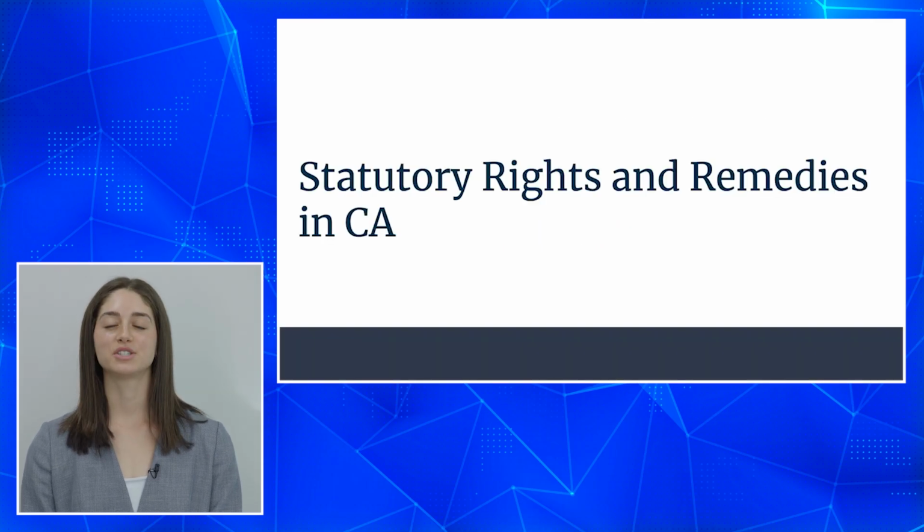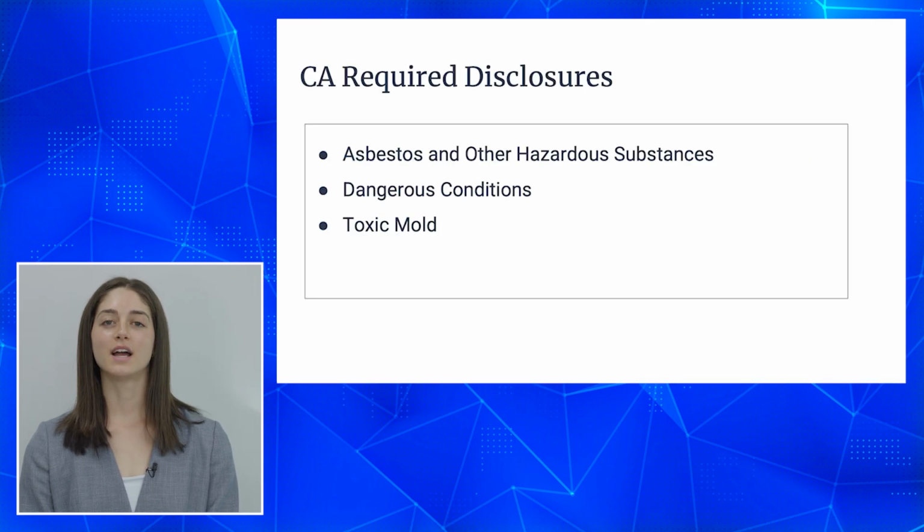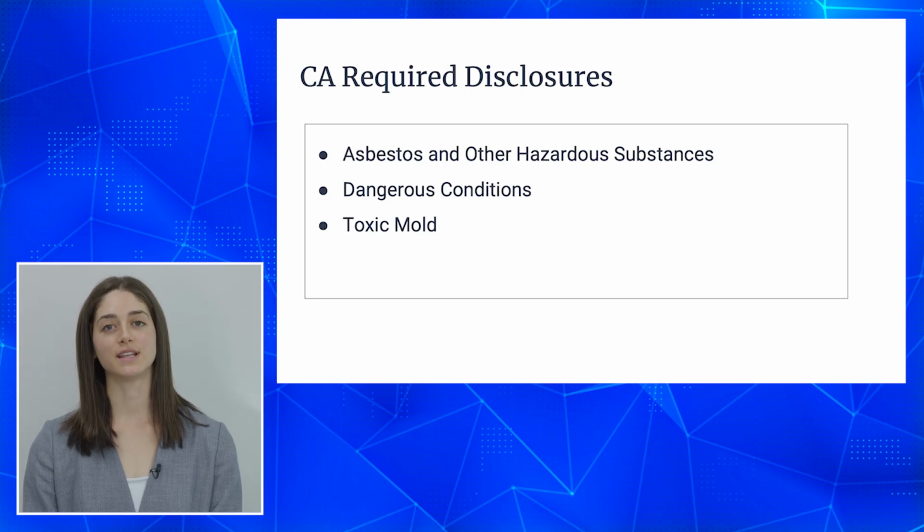Next, we're moving on to statutory rights and remedies in California. In California, a landlord has a duty to disclose certain things to a prospective tenant before they take possession of the property. These include disclosing hazardous substances on the premises, toxic mold, or dangerous conditions. If you think that any of these conditions are present on your premises and you were not given notice of this before you signed your lease, you might have action available to you.